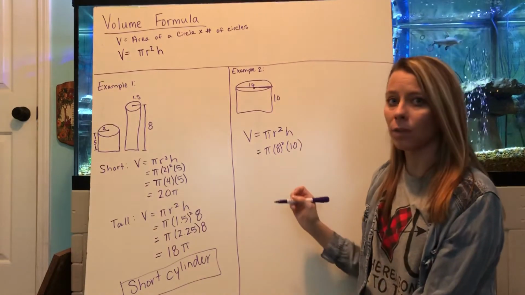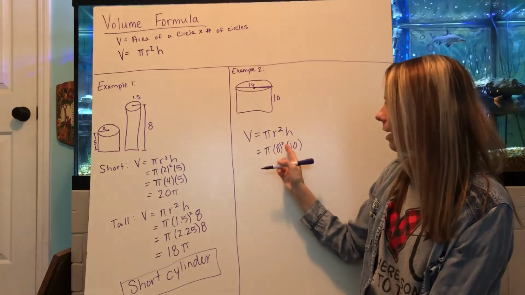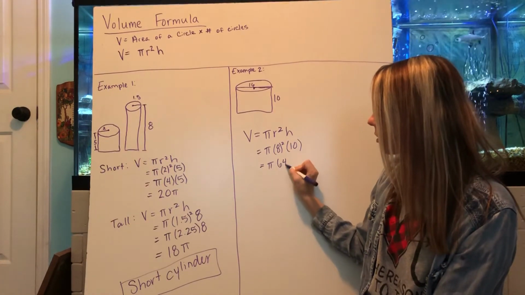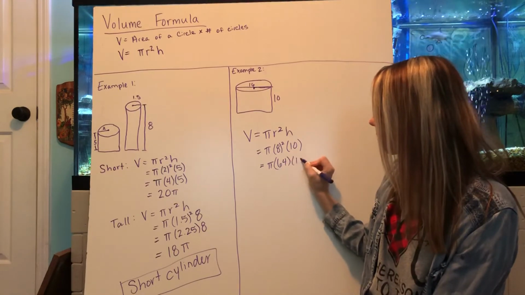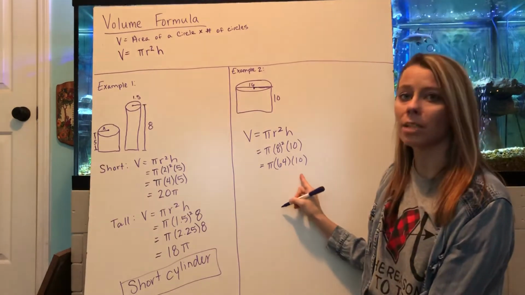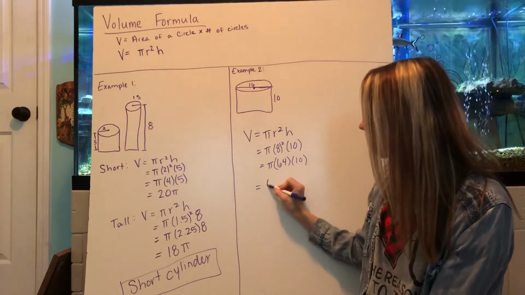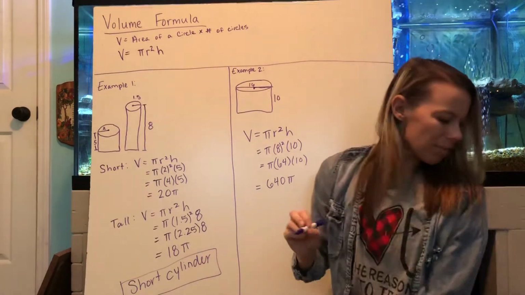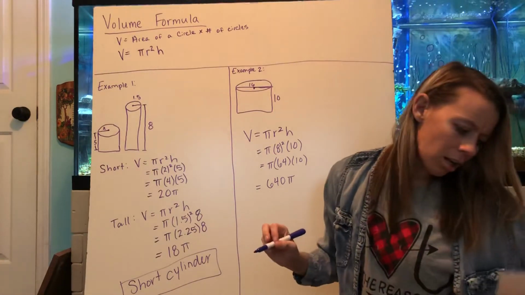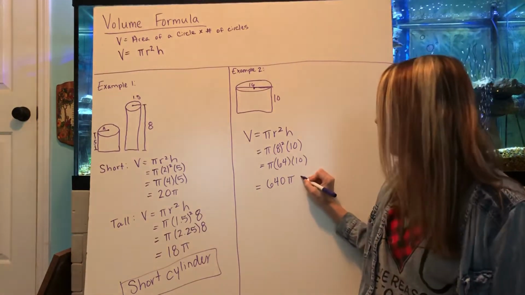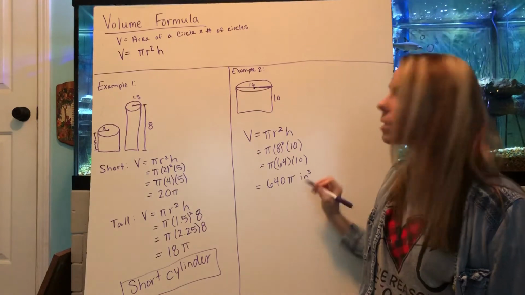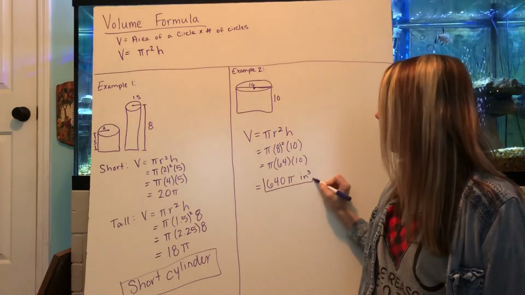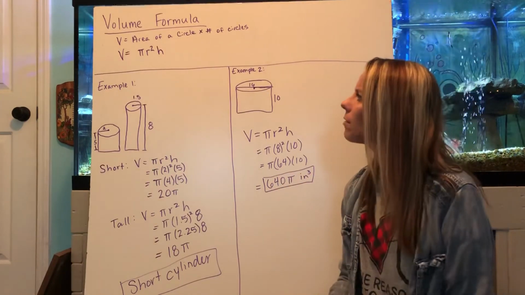Remember exponents first, so 8 times 8 is 64. 64 times 10 is 640 pi. And did they give us units on that one? They did, it was inches. So we want to put inches cubed because it's a 3-dimensional space, so our units are cubed. And that sums up volume of a cylinder.